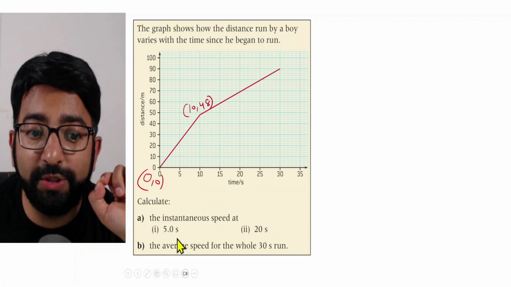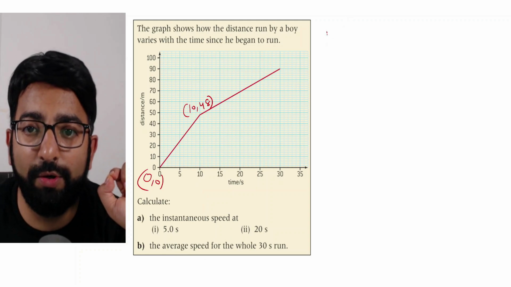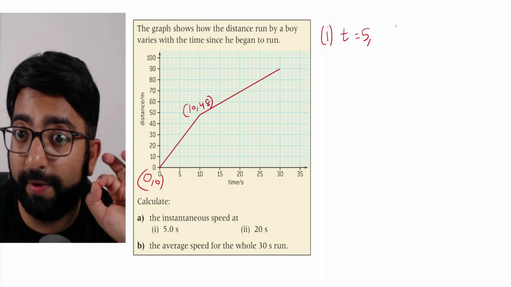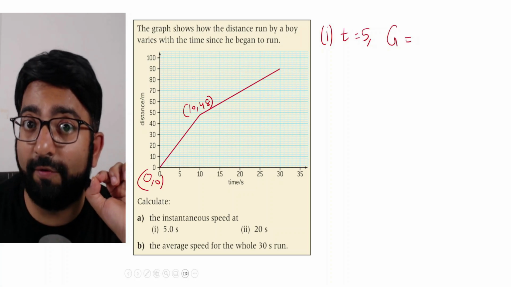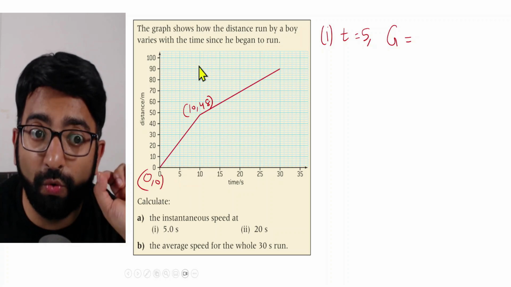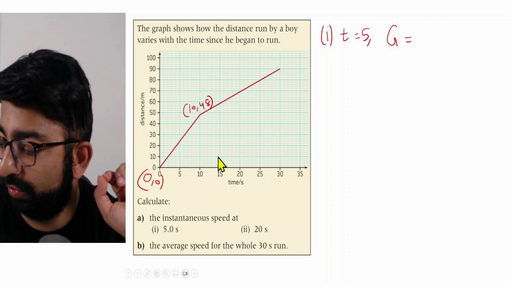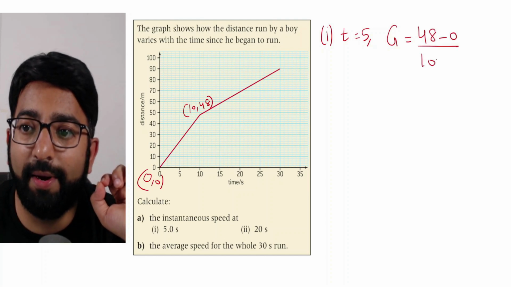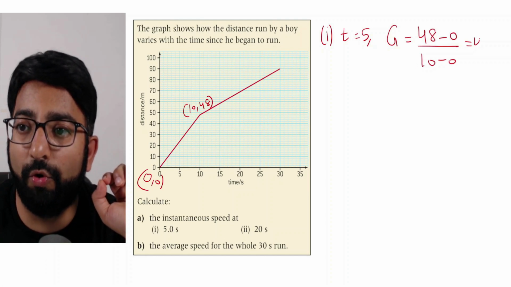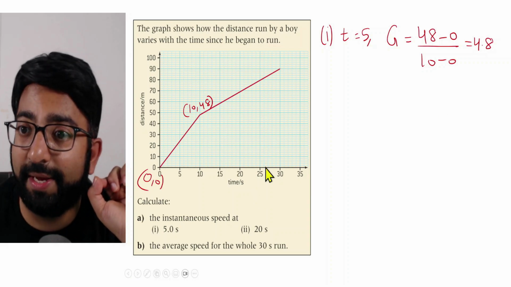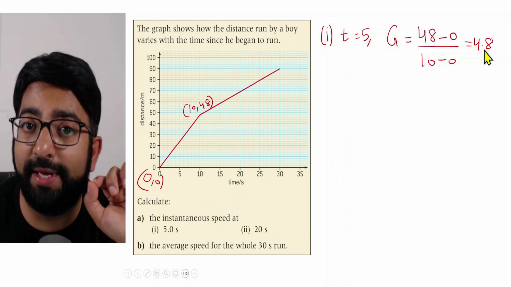So the instantaneous speed at 5 seconds, let's write it down. Case 1, when the time is 5 seconds, we are supposed to find the gradient. We will use the gradient formula y2 minus y1 divided by x2 minus x1. So coordinates already we have established. So the gradient will be 48 minus 0 divided by 10 minus 0, which will give us 4.8 as the value, which means the instantaneous speed at 5 seconds will be 4.8 meters per second.